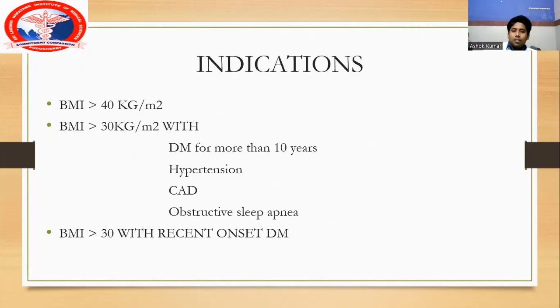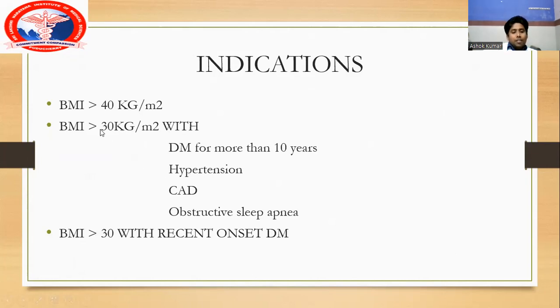So coming to the indications, there are certain indications to proceed with bariatric surgery. When the body mass index is more than 40 kilogram per meter square. If the body mass index is more than 50 kilogram per meter square, it's an absolute indication for surgery. But if the body mass index is more than or equal to 40, you can plan for surgery. And when the body mass index is, sorry, this is 35.